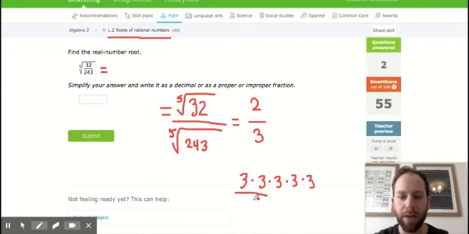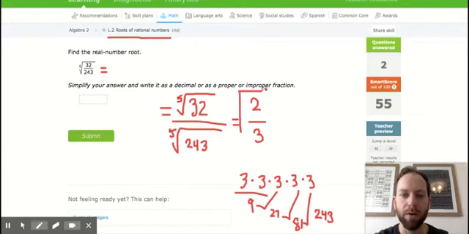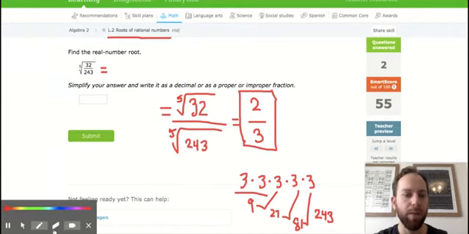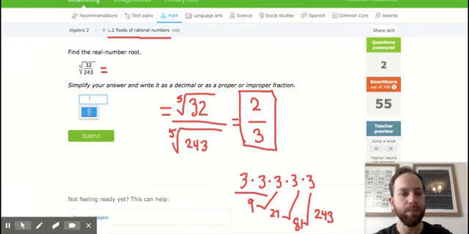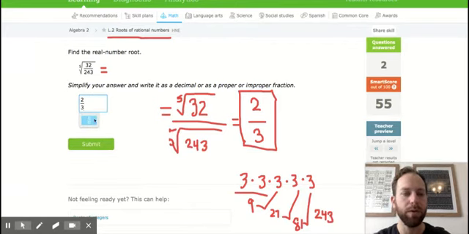3 times 3 is 9. 9 times 3 is 27. 27 times 3 is 81. And 81 times 3 is 243. So this is really just 2/3. If you multiply it by itself 5 times, you'll get 32 on top and 243 in the denominator. 2/3.